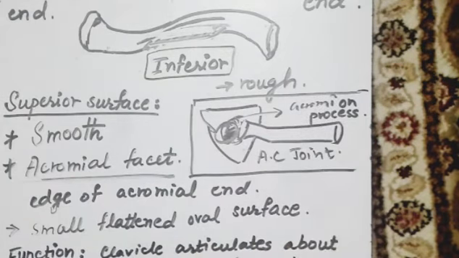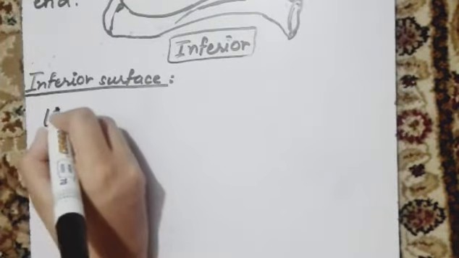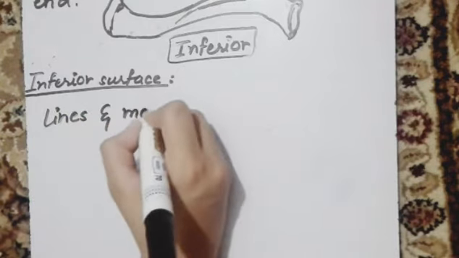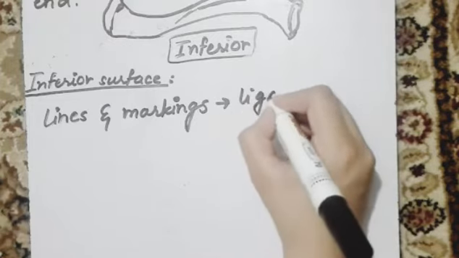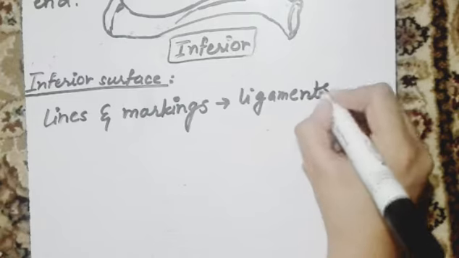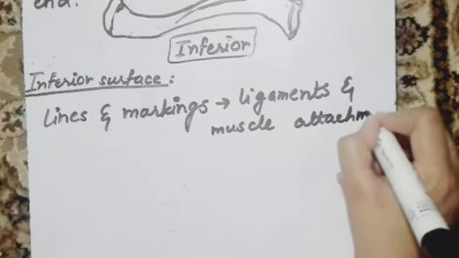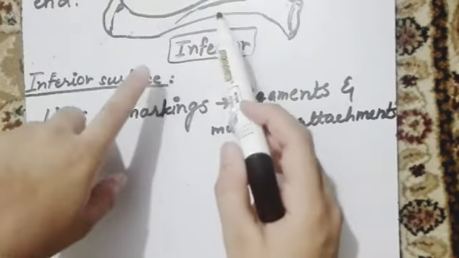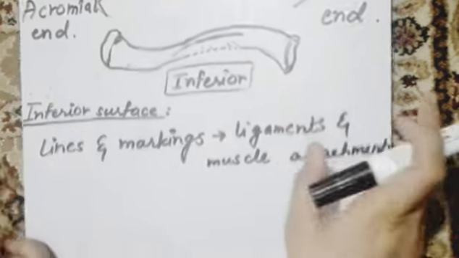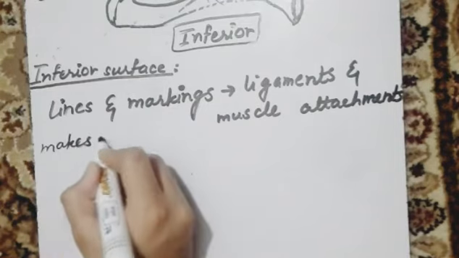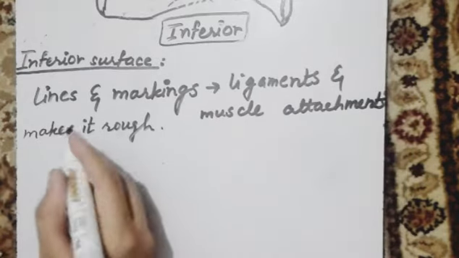So this was the superior surface. Now we'll discuss the inferior surface of the clavicle. As we discussed earlier, there are lines and markings on the inferior surface. These are actually sites for ligament and muscle attachments. Here, lines are here and muscles and ligaments attach here. Obviously these lines make it rough.